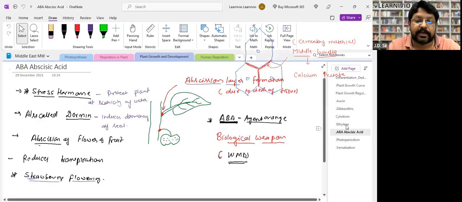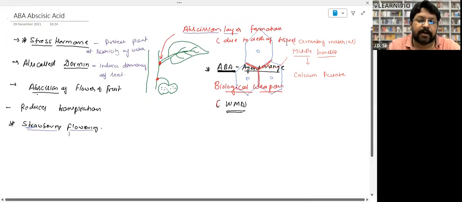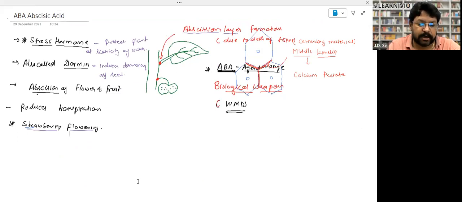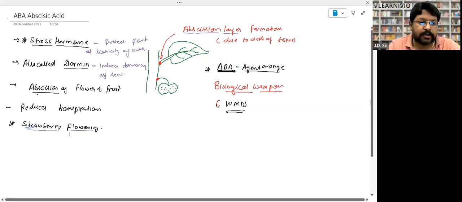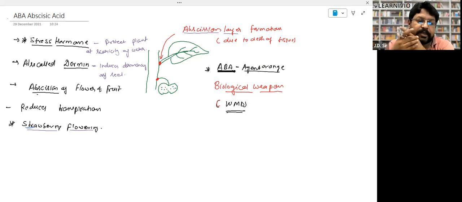So the next one, abscisic acid. Abscisic acid has multiple names. It is also known as dormin, and it is known as the stress hormone. In short, we call it ABA, abscisic acid. Sometimes in the options you will get ABA, sometimes you will get dormin. So do not get confused, they are the same. First thing, this is the stress hormone.